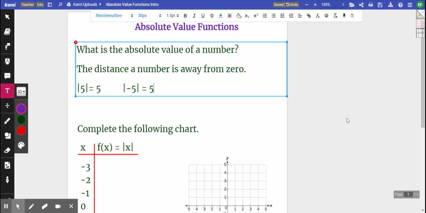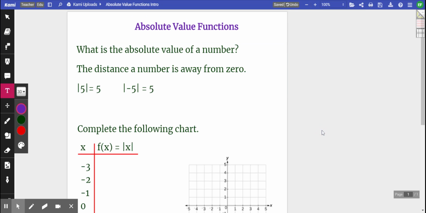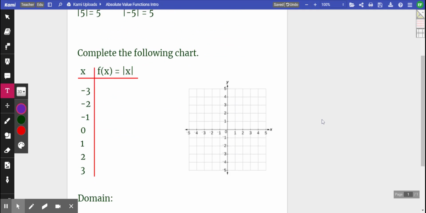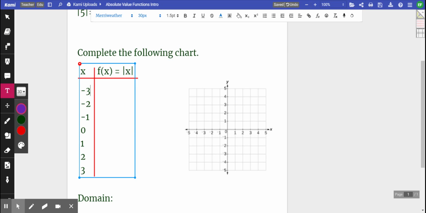So if we take this idea, which is very linear, and then we think about it in terms of an x and y axis, we start creating a function out of this. Let's say that we take the absolute value, we'll fill in the chart here, of -3. So the absolute value of -3 is 3. I'll fill in the chart and then we'll go ahead and graph it.